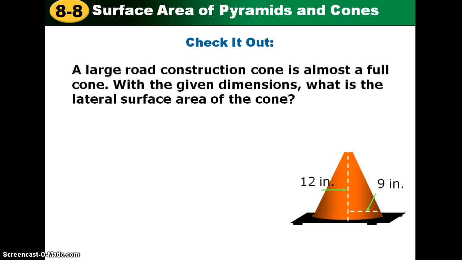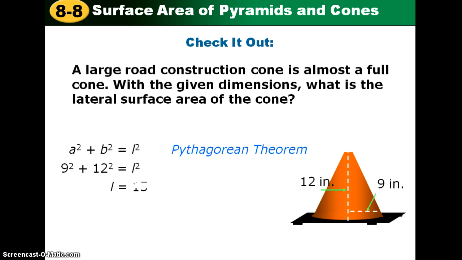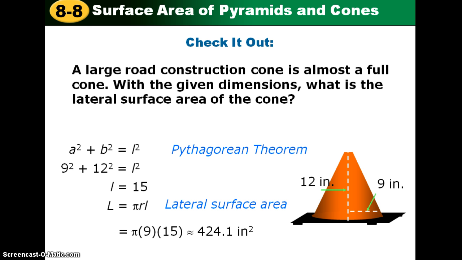A large road construction cone is almost a full cone. With the given dimensions, what is the lateral surface area of the cone? Same concept. Use the Pythagorean theorem to find that outside slant height. So we get 15. The lateral surface area does not include the base, so it's just pi times radius times slant height, which is 424.1 square inches.